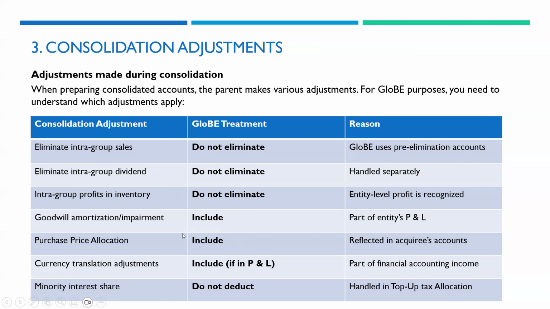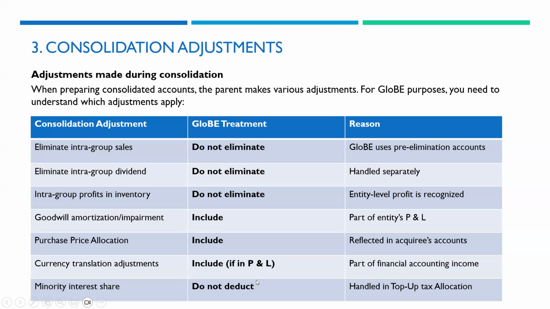Goodwill amortization and impairment you have to include. Purchase price allocation you have to include. Currency translation adjustment. See, translation, it's not transaction. So translation normally comes in OCI. You have to include it if it is part of P&L. Okay, if it is OCI, don't include. And minority interest share, you do not deduct.